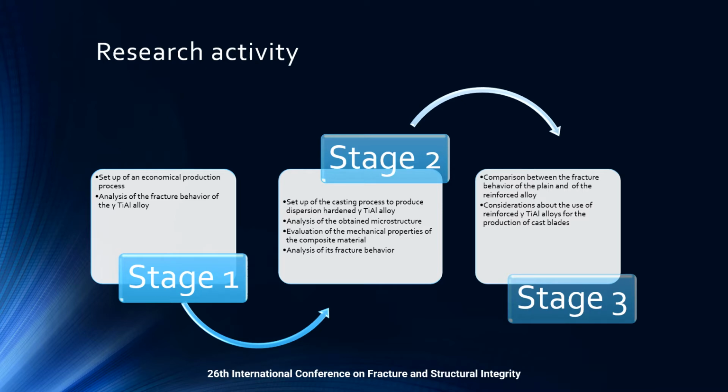The research activity is divided into three stages. Stage 1 consists of setting up an economical production process and analyzing the fracture behavior of gamma TiAl. Stage 2 consists of setting up a casting process to produce dispersion hardened gamma TiAl alloys, analysis of the obtained microstructure, evaluation of the mechanical properties of the composite material, and analysis of its fracture behavior. While stage 3 consists of a comparison between the fracture behavior of the plain and the reinforced alloy and consideration about the use of reinforced gamma TiAl for the production of cast blades.